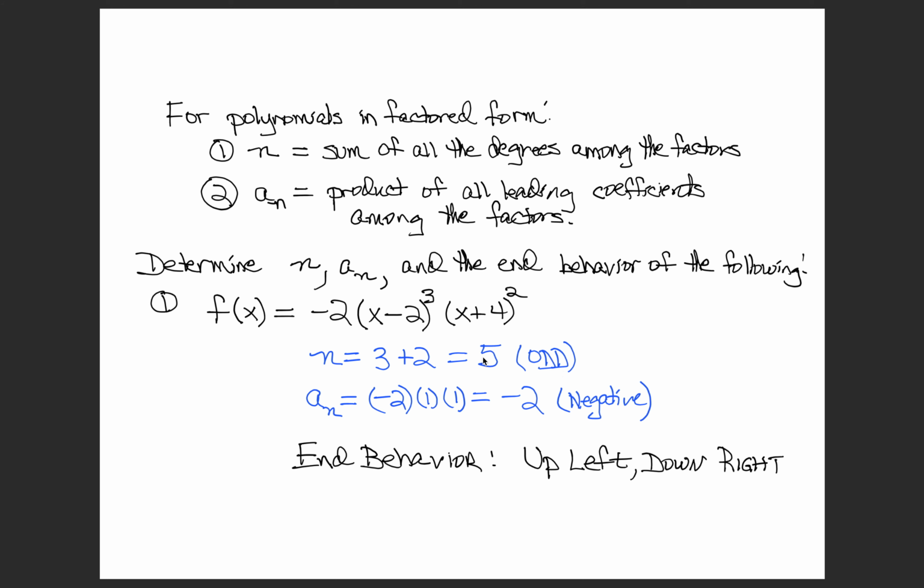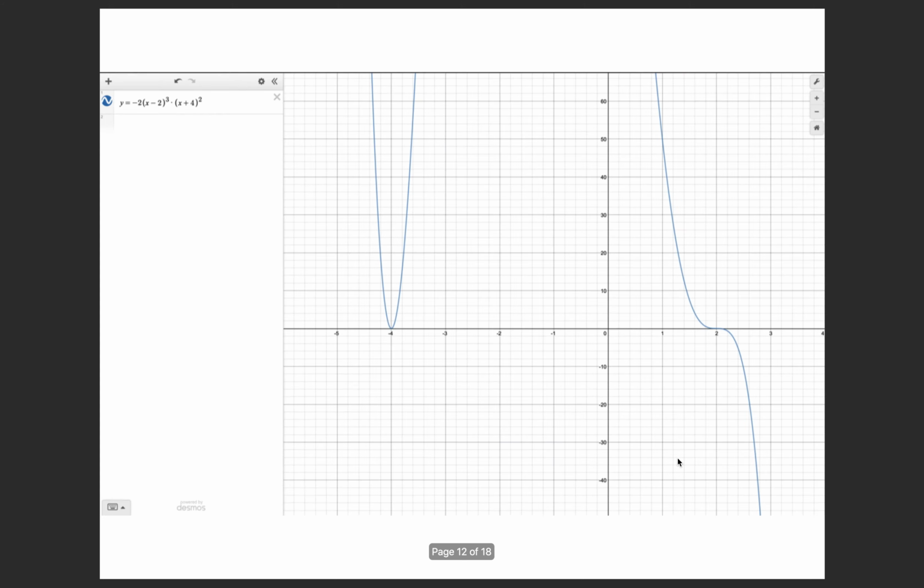And as for the leading coefficient, again, you're looking at the product of all leading coefficients among the factors. So you have negative 2 as the leading coefficient from the first factor, we have 1 from x minus 2, and 1 from x plus 4, multiplied together. And we have the product to be negative 2. So you have odd power, negative. And for the end behavior, we have up to the left and down to the right. And just an illustration here, with the end behavior, we have up to the left and down to the right.